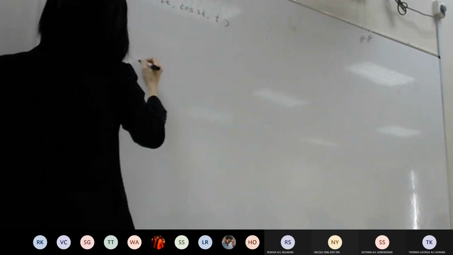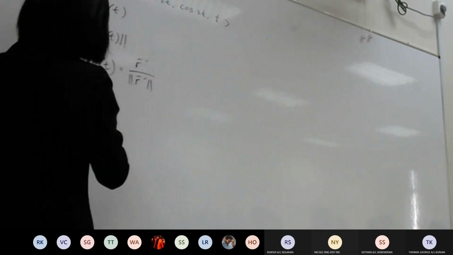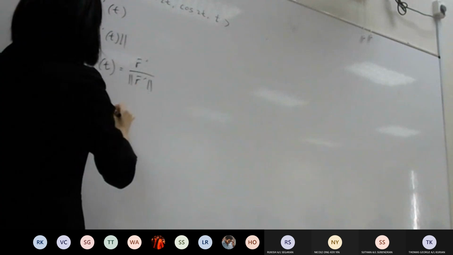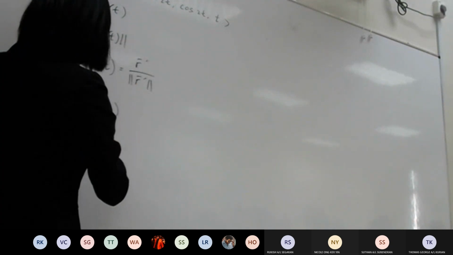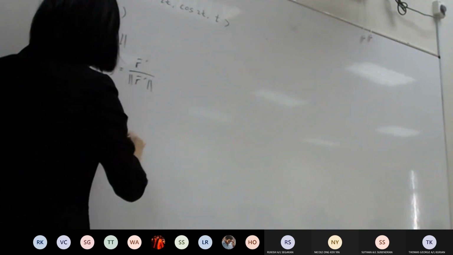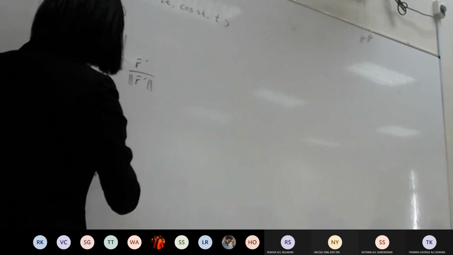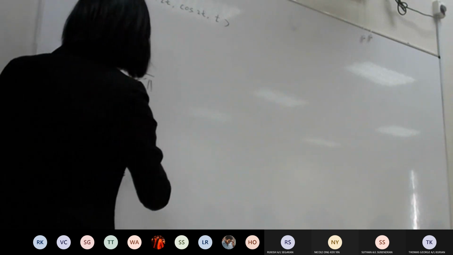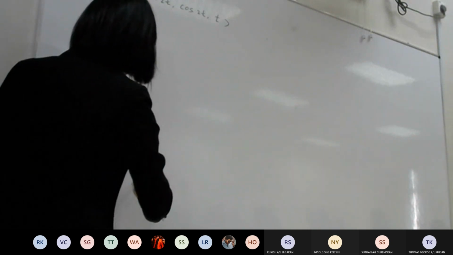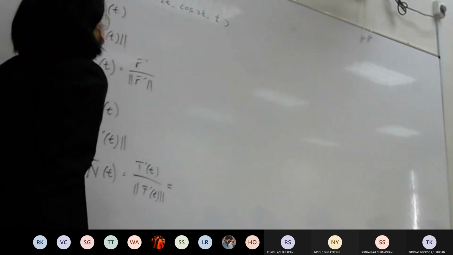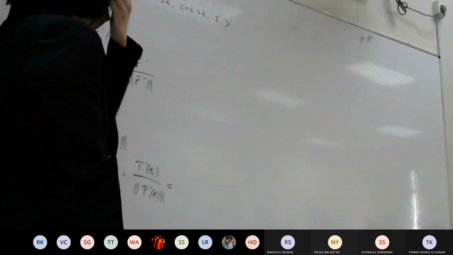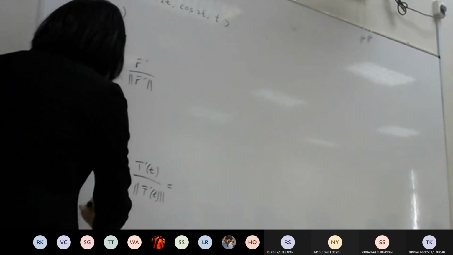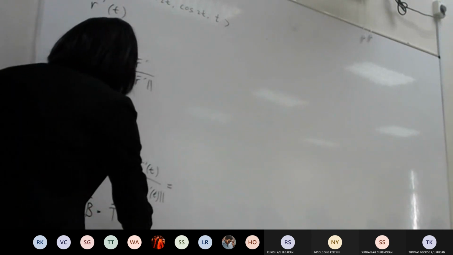This R prime, then the magnitude of R prime, and then B is T cross N.